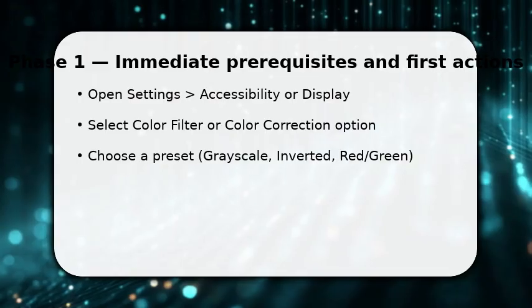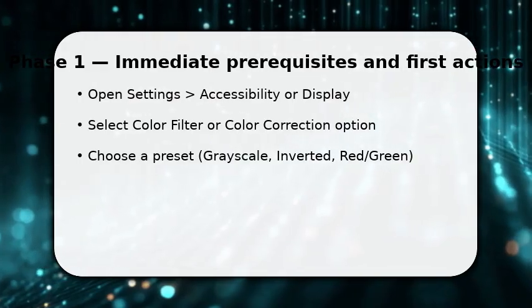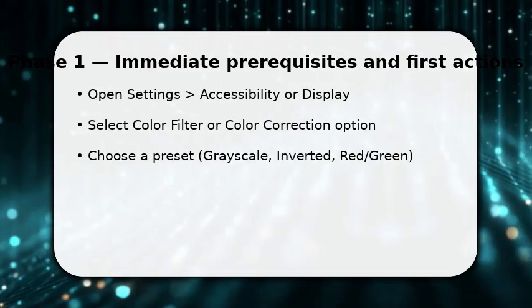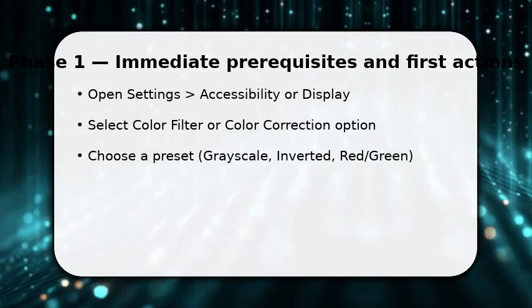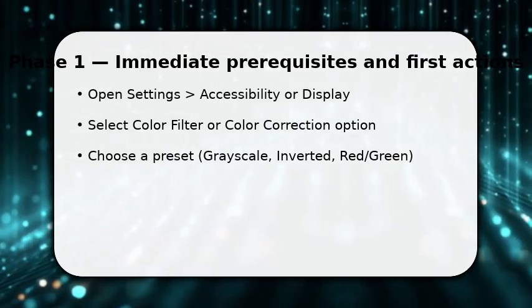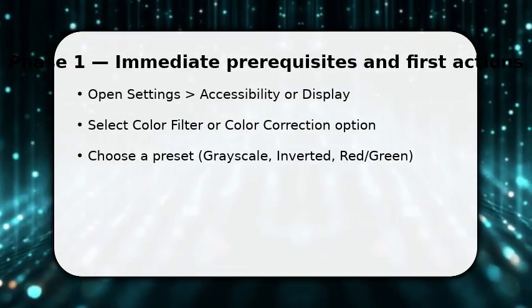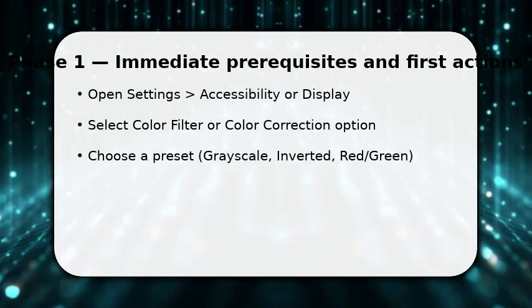Choose a preset that roughly matches your goal. For example, grayscale for distraction-free viewing or red/green for color blindness support. Once done, make sure to toggle the filter on so you see immediate changes. This confirms the system is using the new profile and avoids guessing.